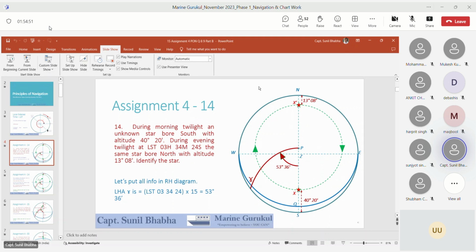Tell me beta, what other doubt do you have? Sir, how will we find the value of XX dash? Look beta, from N to S is total 180, NX dash is 130°8', SX is 40°20'. So can you find out XX dash? Yes, understood. Sir, in this diagram PQ is equal to 90 degrees and ZS is equal to 90 degrees, right sir? PQ is 90, Z to S is 90. That's correct, beta.